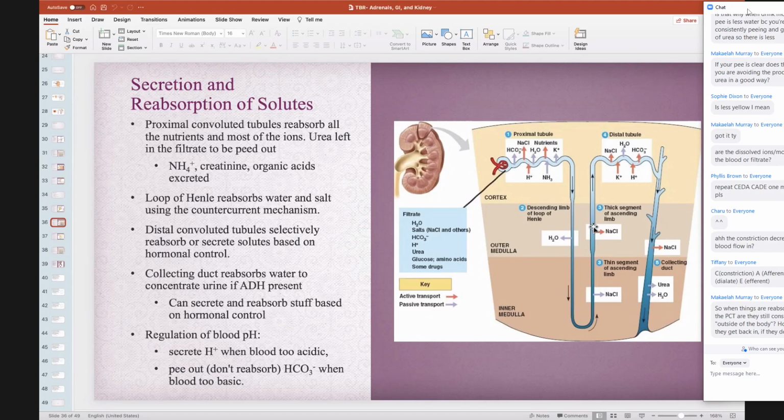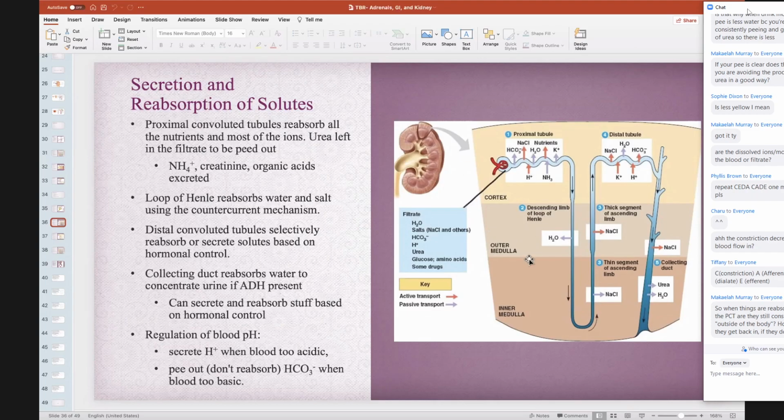When things are absorbed at the proximal convoluted tubule, are they still considered outside of the body? That's a great question. If we absorb things at the proximal convoluted tubule, so we have absorbed things back in, are they still considered outside of the body? No, they're not. If we're inside the cortex or inside the medulla, that is considered back inside the body for directionality purposes.